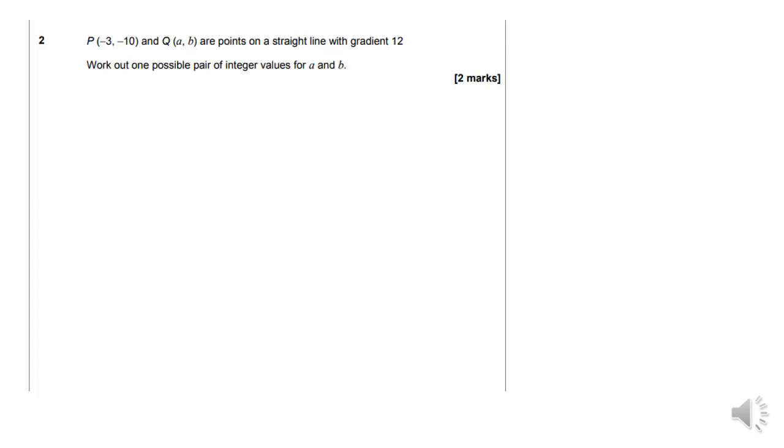Okay, question 2 gives me 2 points that are on a straight line with a gradient of 12. A gradient of 12 immediately should make you think y equals 12x, but I don't know the y-intercept. So I know the equation of that straight line is y equals 12x plus something. I also have a pair of values, an x coordinate and a y coordinate, so I can substitute them in. When y is negative 10, that is equal to 12 lots of negative 3 plus c. So now I can figure out c.